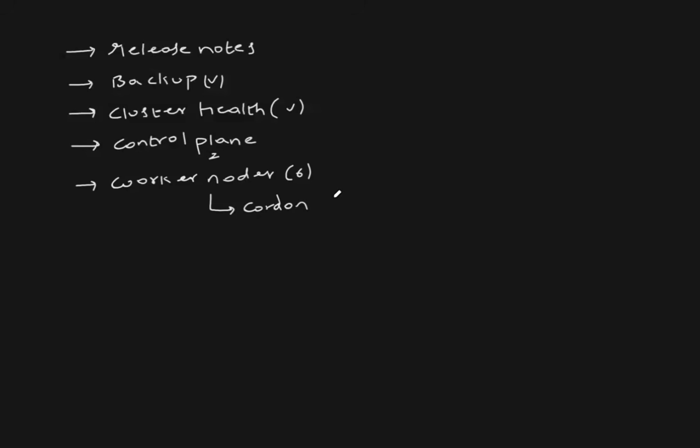Basically they make a particular node unschedulable. Let's say they want to upgrade the first node out of 6. They first cordon this, they make it unschedulable, so no new pods get into this. And then they drain the node. So the existing pods move to the other 5 nodes.